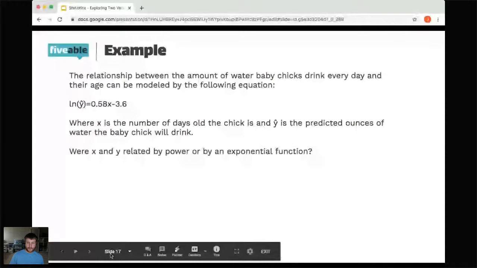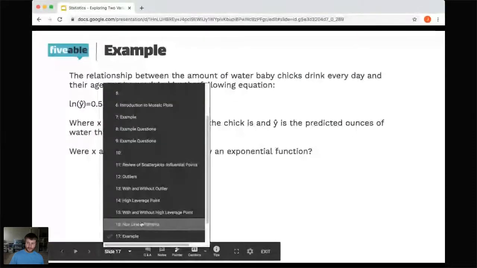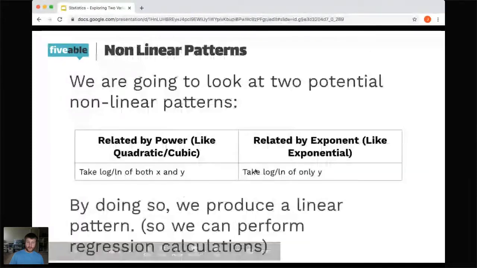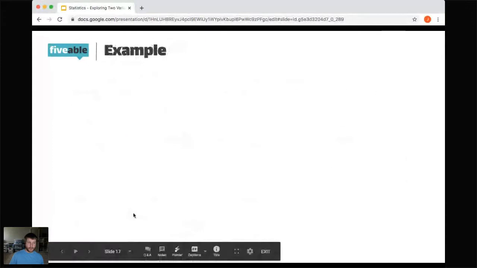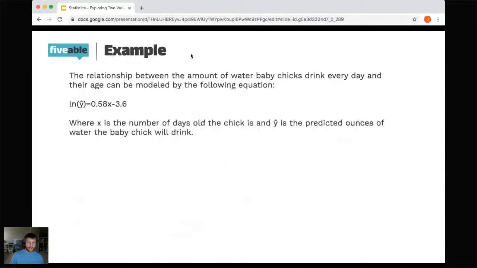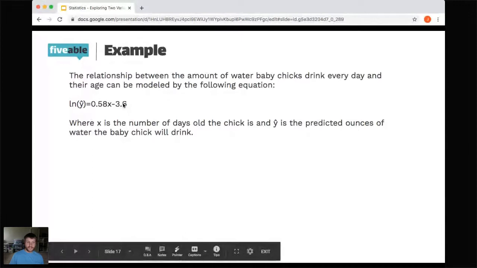I can look back. We have a few different options. So let's see. We took the log of only y, so that's going to be an exponential function. So if we were thinking of a scatter plot here, with x being the number of days old and y being the number of ounces that they would drink, it's going to be curved up. It's going to be an exponential function. But we can undo that by taking the natural log of y, and then it turns it into a linear function that we can use. So basically our x values were staying untouched.